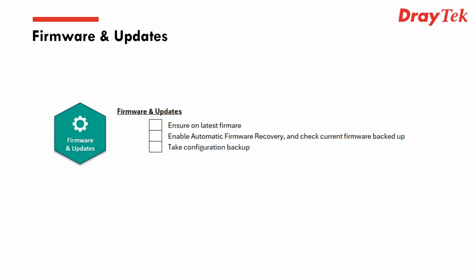The automatic firmware recovery is really helpful because it means that if the router reboots multiple times, then it can recover to a different firmware version. But it's important to check that the firmware it would recover to is the latest version. So you can check to make sure the current firmware is backed up if you've updated. And also take a configuration backup. This helps with being able to recover the device if there's a hardware failure as much as anything else.